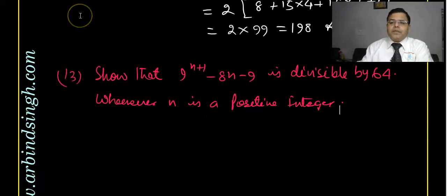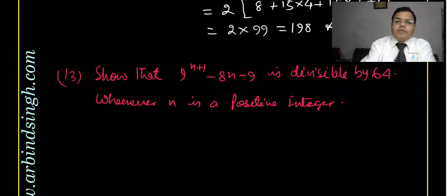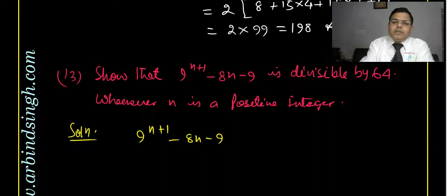This question can be solved by using the binomial expansion. Solution: 9^(n+1) − 8n − 9. So we can start from here only. 9 to the power n plus 1 can be written as (1 + 8)^(n+1).